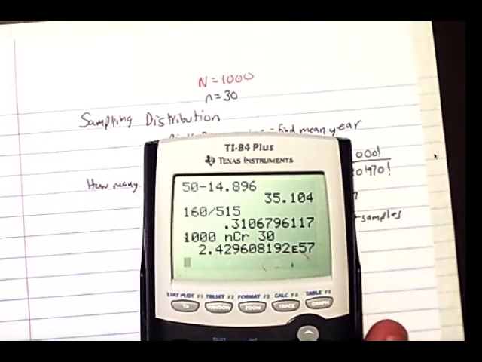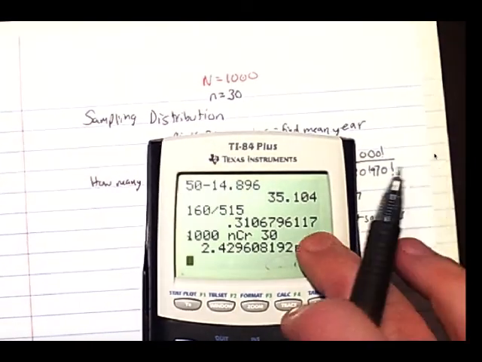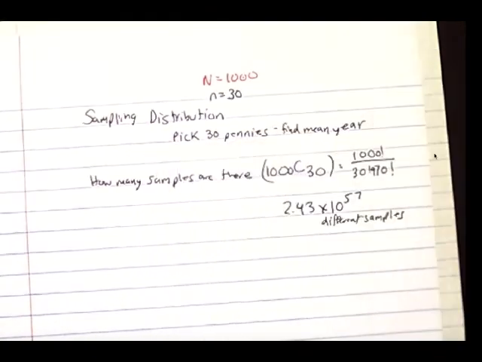Really, really big number. That's what that E57 means at the end. It's scientific notation because the number's too big to display.